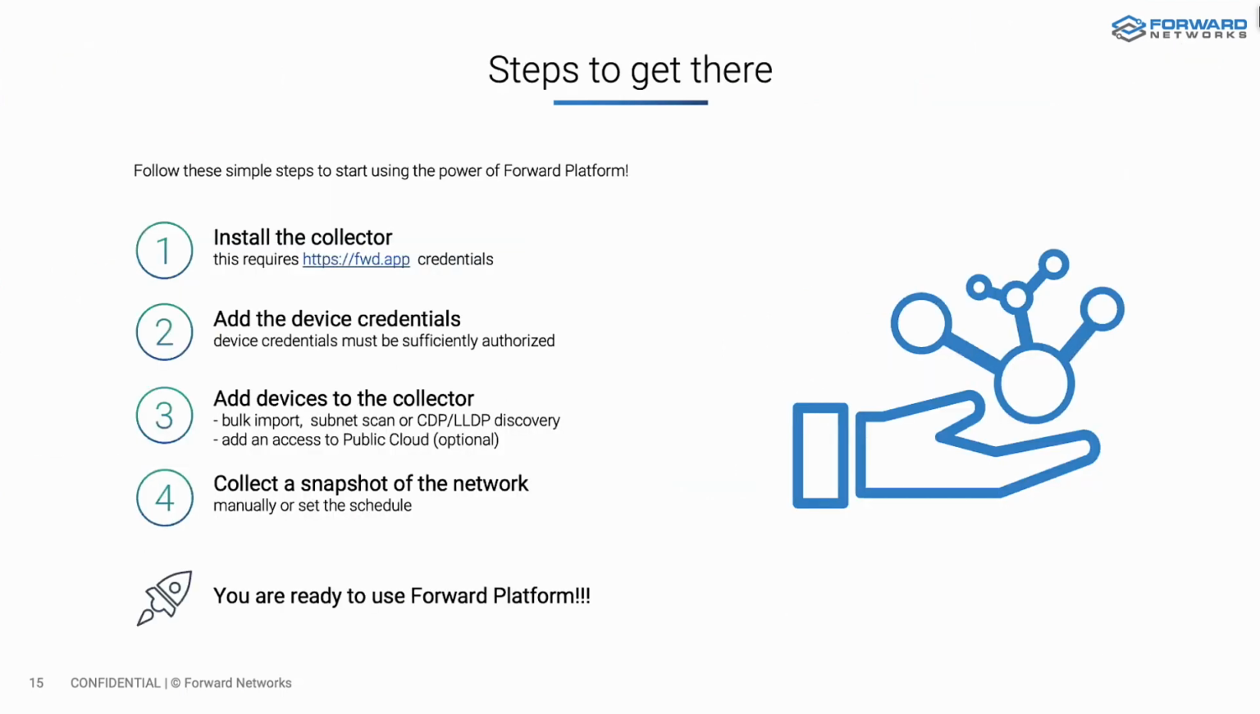All right. There are a few basic steps to get started with the Ford platform. First, we need to install the collector, and then we need to add credentials that the collector can use to log into devices to retrieve the necessary data. Next, we need to add devices that we will actually be collecting from. Optionally, you can also add your public cloud, such as GCP, AWS, Azure. Those are the three that we support today. And then finally, you need to collect a network snapshot, and voila, done. You're ready to use the Ford platform.